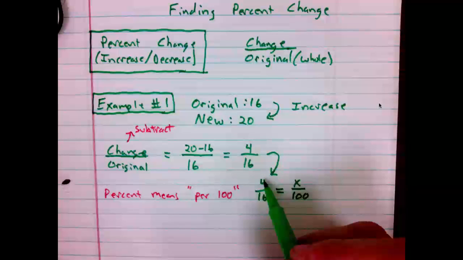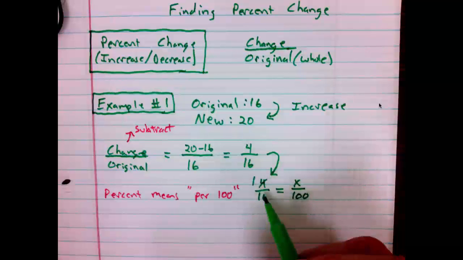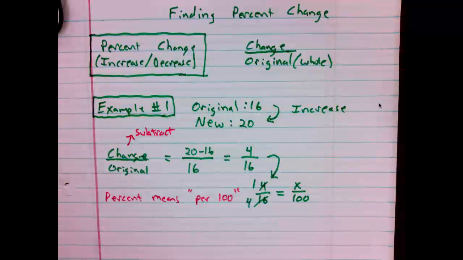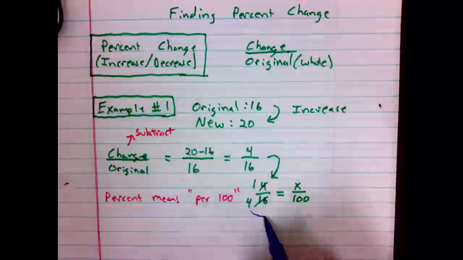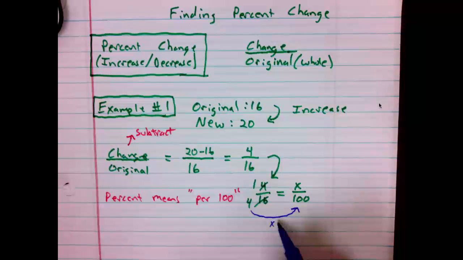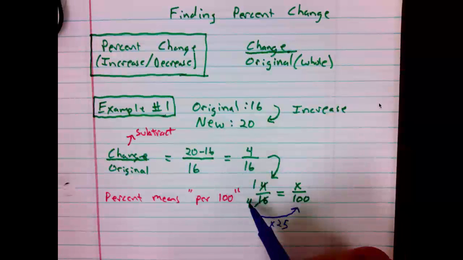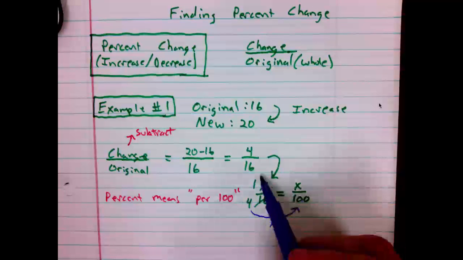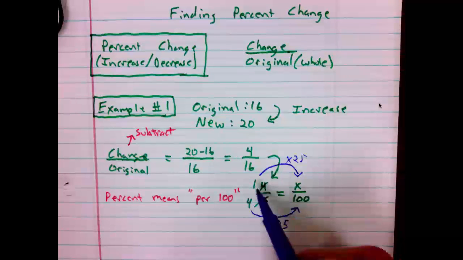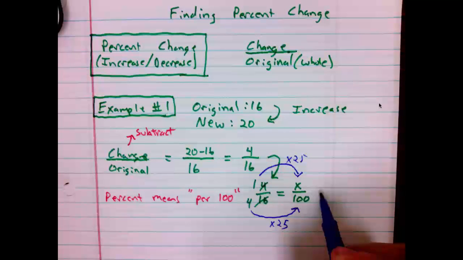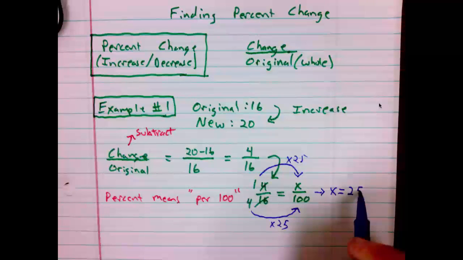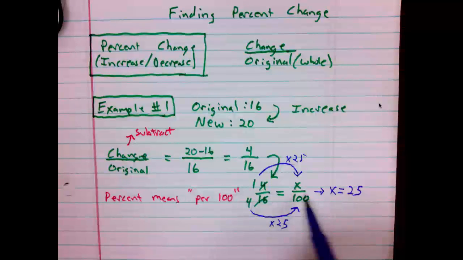Well, let me reduce 4 over 16. 4 goes into 4 one time, 4 into 16 4 times. We could cross multiply, but in this case, it's a little bit easier to consider: 4 times what number yields 100? That's correct. 4 times 25 is 100. Since we would multiply 4 by 25 to get to 100, we should multiply 1 by that same number. Multiplying 1 by 25, we have that x is 25. So x equals 25. So this fraction then becomes 25 over 100.